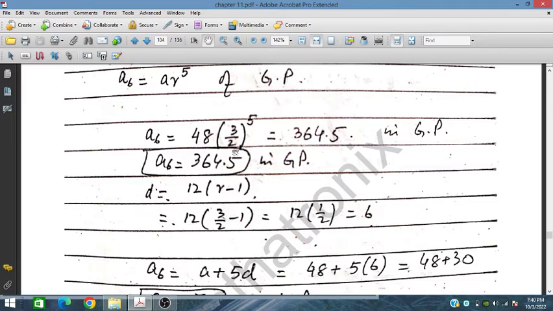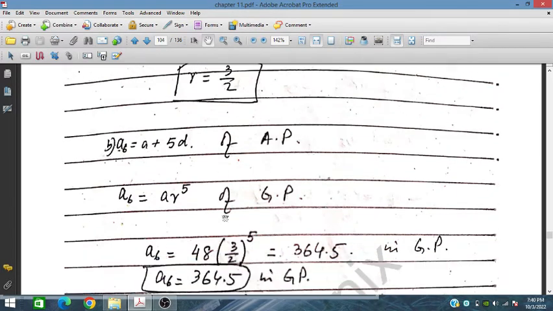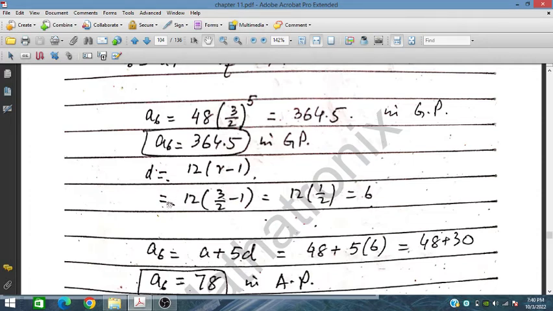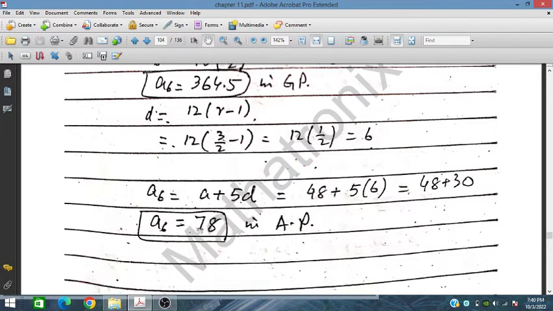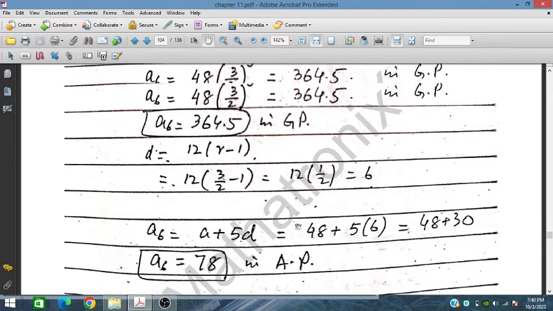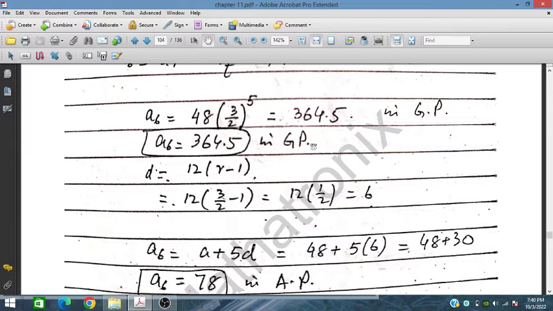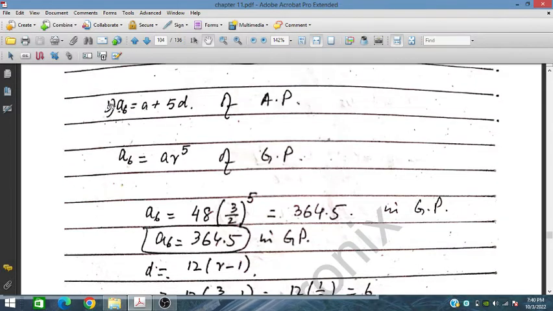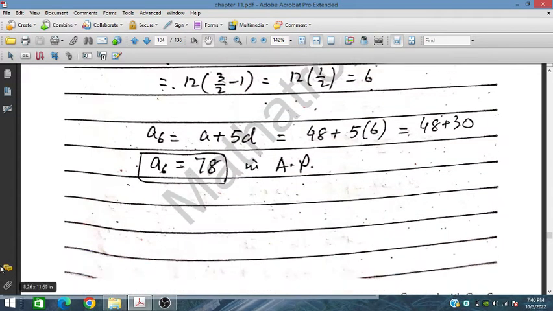In place of r we have placed this value of r here and found the value of d. This d value is used here to obtain the sixth term as it is. So we have obtained the sixth term of the arithmetic progression and the sixth term of the geometric progression. That was the requirement of part B. So we have solved it here. Now let's move to another problem.